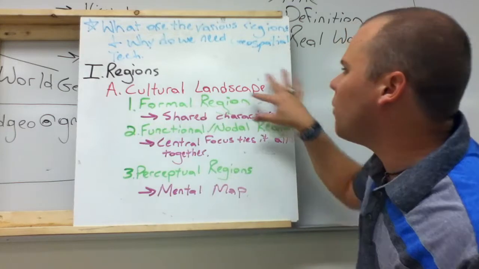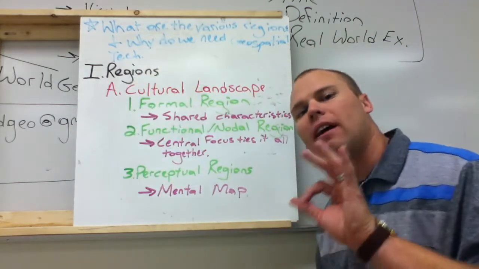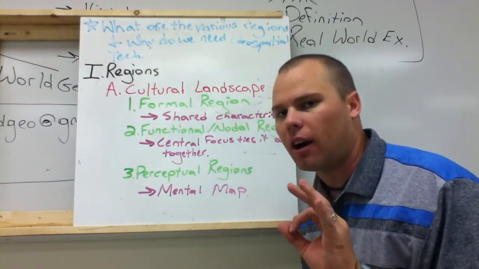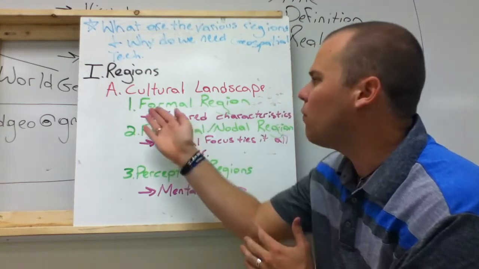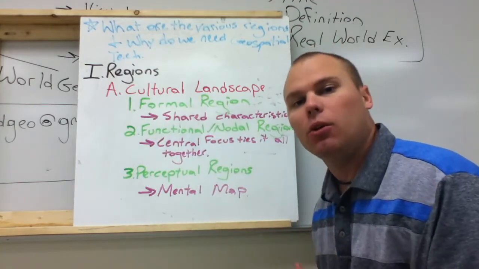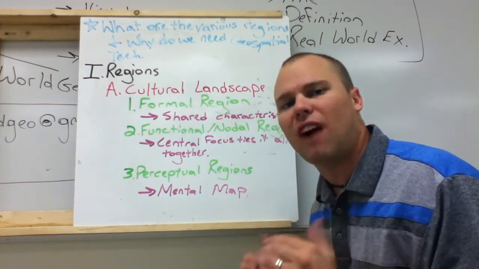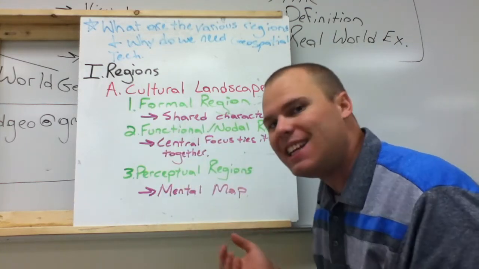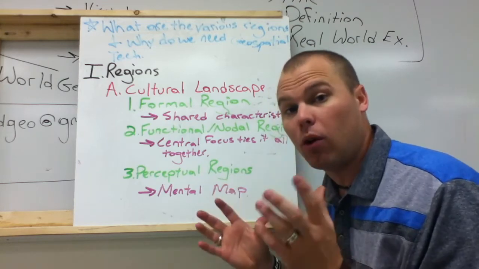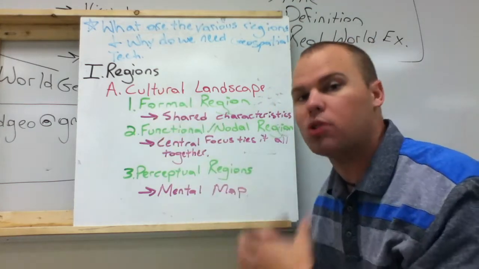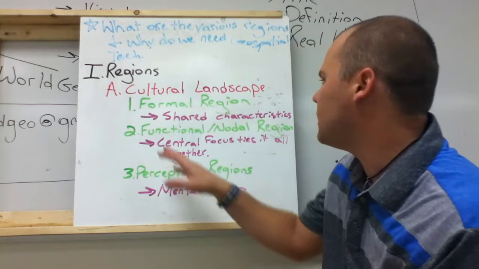First off, I want to identify what the cultural landscape looks like. There's 3 different regions that we're going to talk about within the cultural landscape. The first of which is a formal region. You'll notice the definition is that it's a region that has to be defined. It has to be proven. The easiest example of that is a political map of a country because you have the borders which are proven and everybody knows they exist.